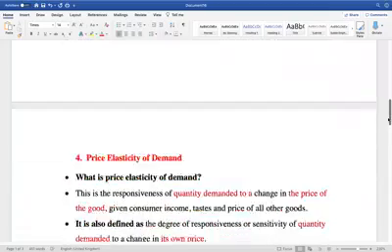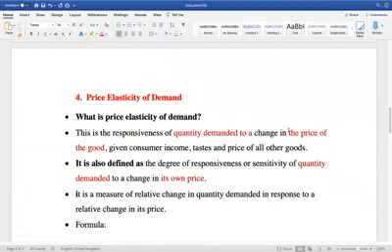Okay, so let's look at the first one in detail now, which is the price elasticity of demand. So let's define it. What do we mean by price elasticity of demand? We have a number of formal definitions, and then we're going to have two equations which are going to back up what we mean by these definitions. So the first definition: this is the responsiveness of quantity demanded to a change in the price of the good, given consumer income, tastes, and price of all other goods.